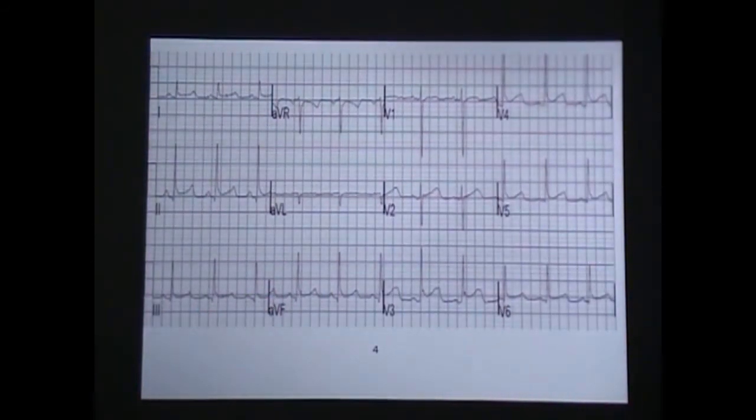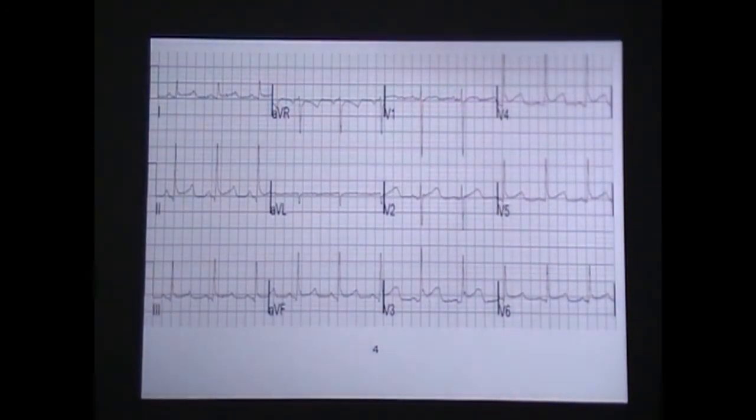Do I have a P with every QRS? Yes. Okay. Is my QRS narrow? Yes. Okay. Do I have a first degree or anything? No. Okay. And QTc in V2, is it prolonged at all? No, it doesn't look like it. All right, it looks less than 50%. What else?